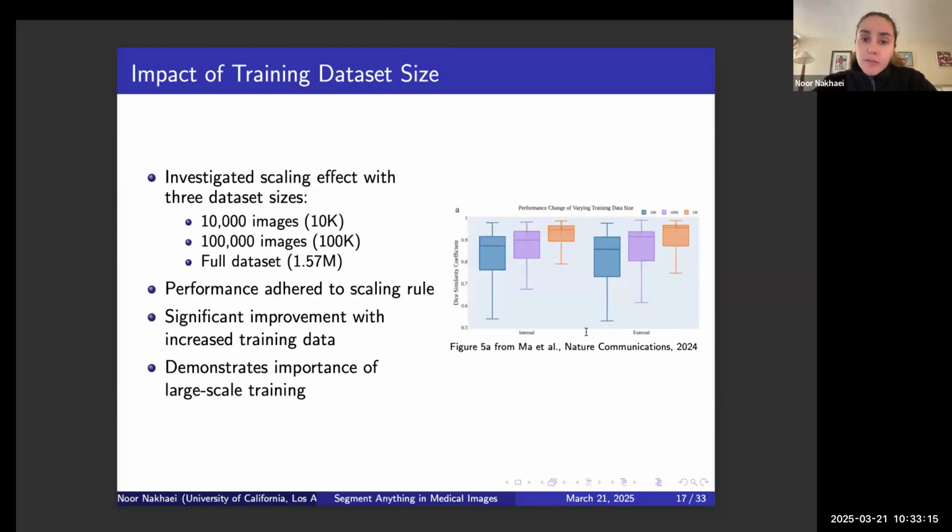One thing that needs to be addressed, especially for the foundation models, is the impact of training data set sizes. I think that was a strong point of the paper: they investigated the scaling effect with 3 data set sizes. They tested on 10K, 100K, and 1.57 million, the full data set. In the figure, the blue box is the 10K, the magenta box is 100K, and the orange box is the 1 million. What they showed was that the performance adhered to the scaling rule. So when you increase the training data, you also see significant improvement of the results and evaluation.